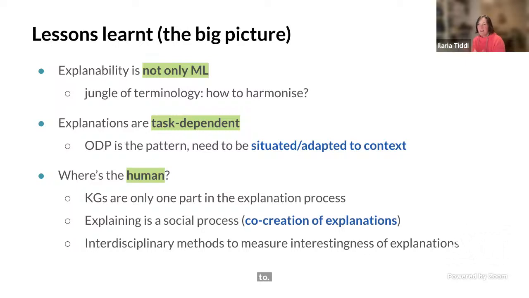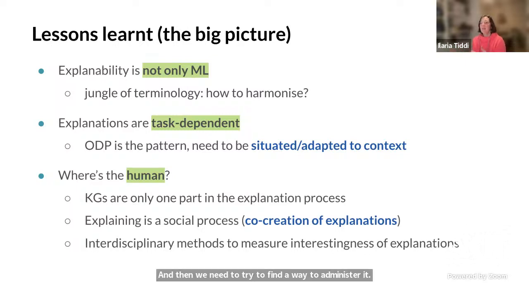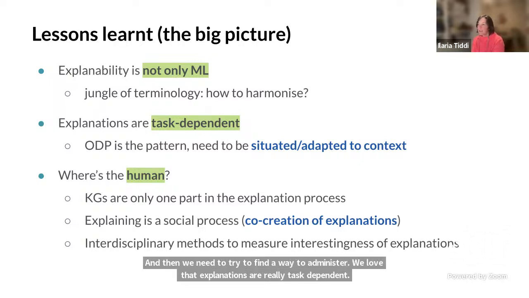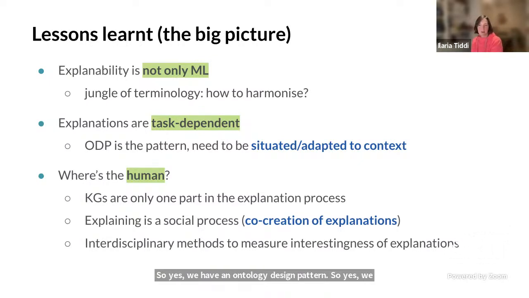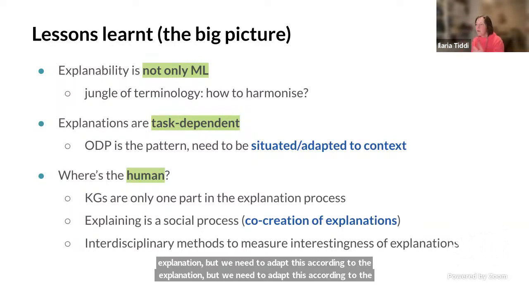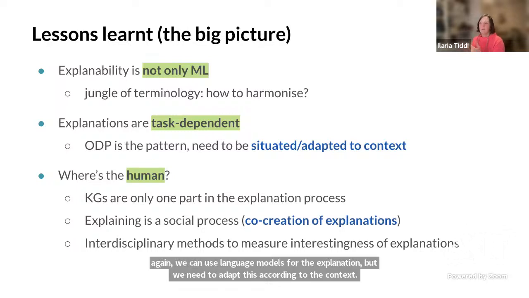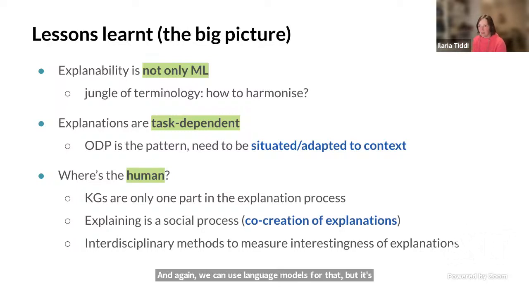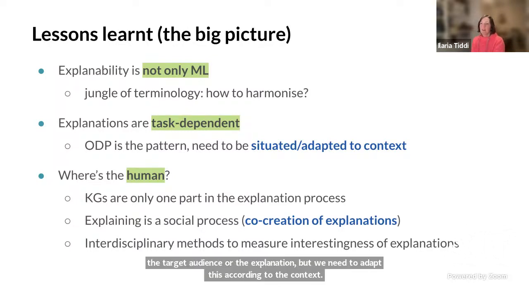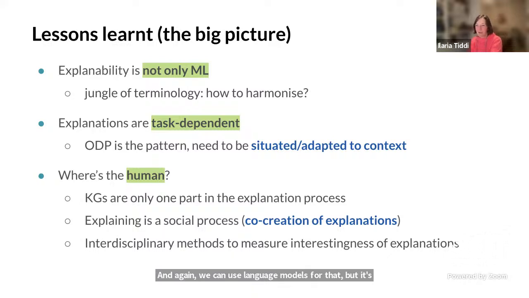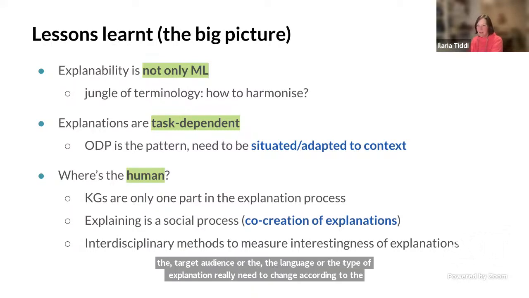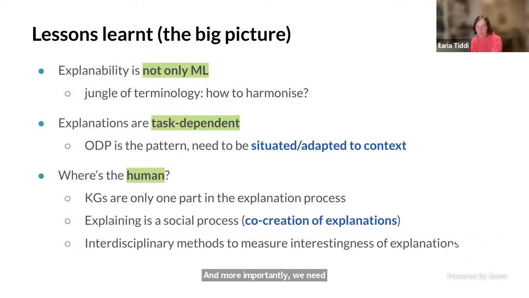We learned that explanations are really task dependent. So yes, we have ontology design patterns for the explanation, but we need to adapt this according to the context. And again, we can use language models for that, but the target audience or the language or the type of explanation really needs to change according to the situation. And more importantly, we need to look for the human. So knowledge graphs are only one part in the explanation process.